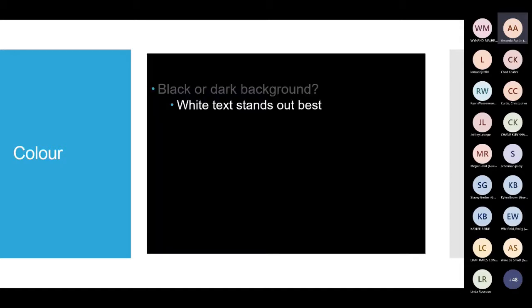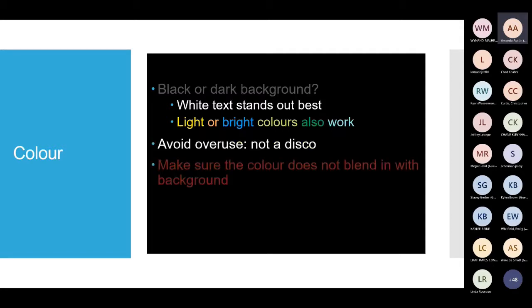If you're using a black or very dark background, white text or a color that is very close to white will be your best bet, because it contrasts the best. Light or bright colors can also work, but you have to be careful using too much color, because it can make your presentation seem like a disco rather than professional. So the general rule is to pick one or two colors that work really well with your background and stick with that throughout, and make sure that your color doesn't blend in with the background.